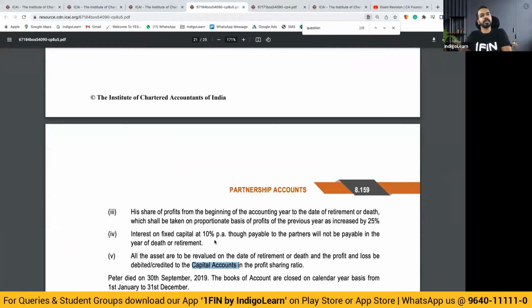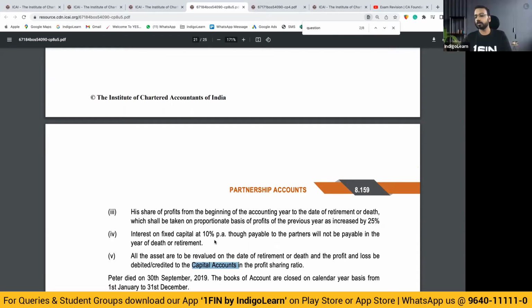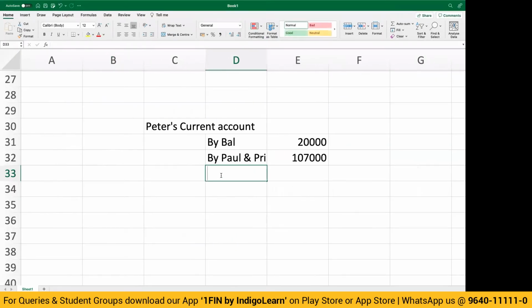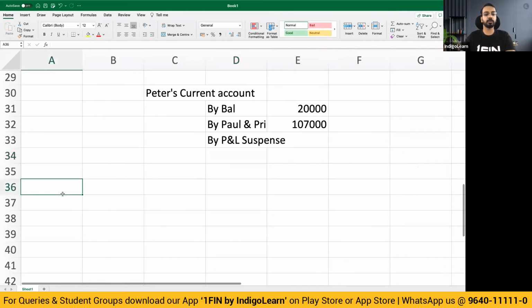Interest, will we provide interest on capital for this year? No, sir, because the question said it's not payable in the year of death. Because it is not payable in the year of retirement, we will not be providing any interest. Correct? So that interest will not be provided. We need to provide the share of profit. Now, how do we calculate the share of profit? We have to take the previous year's profit, correct it for the insurance amount, and increase it by 25%.